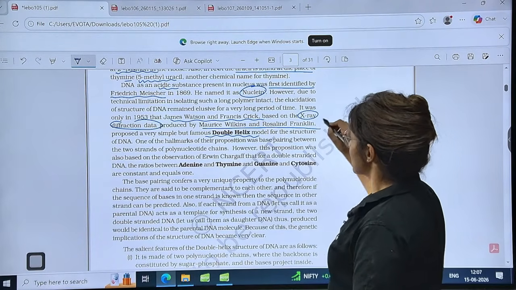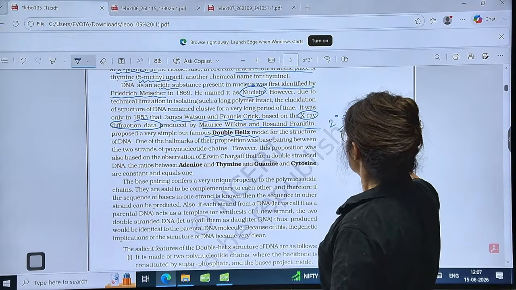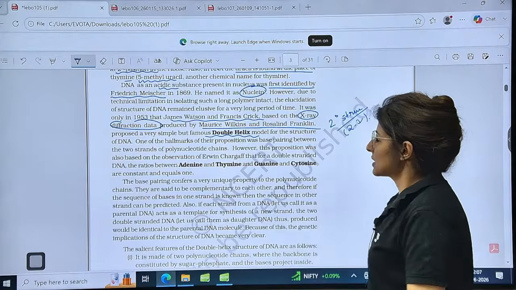and then they gave the famous double helical model of DNA. What does this model explain? This represents the secondary structure of DNA. Secondary structure is a 2-dimensional structure. Is that clear to all?